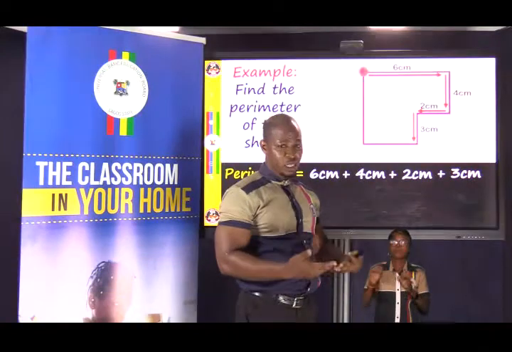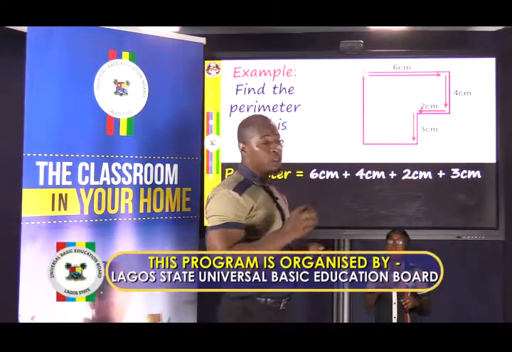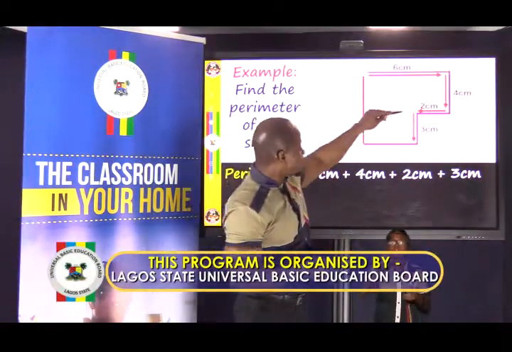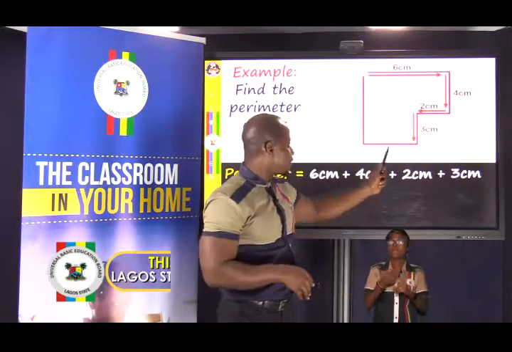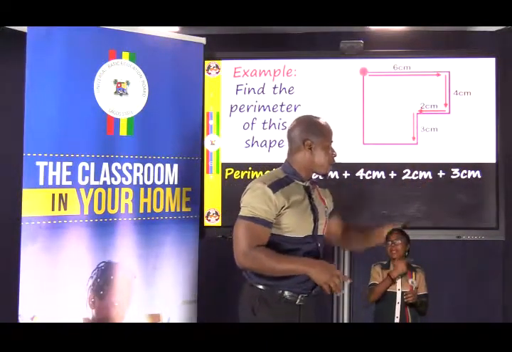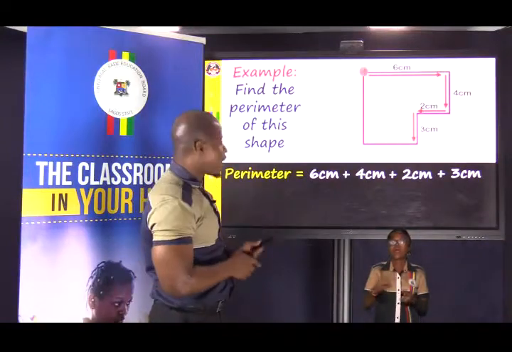So you can see that I'm actually doing the movement. Okay, it's not enough to just pick up the numbers and start adding. No. So from here now downwards, I've moved 3 centimeters. So I add 3 centimeters and I add it to what I have.